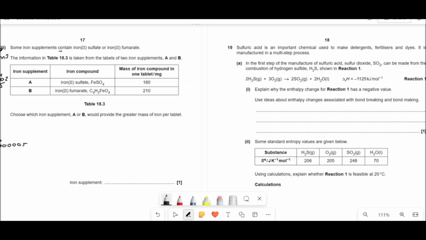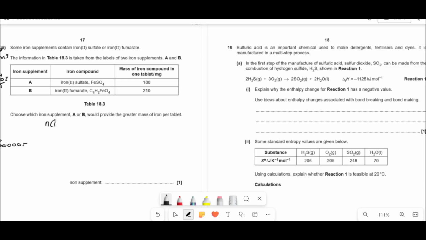Now it says some of these contain iron 2 sulfate and iron 2 fumarate. Use the information in this table taken from the two supplements. Iron supplement A has FeSO4 and it has a certain mass of iron compound in this one tablet, and then the iron fumarate is this, and it has a mass of iron compound of this. It says which one would provide a greater mass of iron per tablet. So what you've got to do is work out the mass of the iron in this. We know that there's 180 of this iron compound.